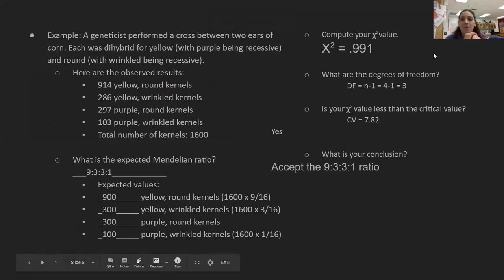One more practice problem. This time around, we're going to look at a dihybrid cross using some corn. So corn's got way more offspring than just 16, looking at all the kernels on a corn seed. And it gives us some observed results. It always follows a pattern of both dominant traits, dominant recessive, recessive dominant, and recessive recessive. So we have 914 yellow round kernels, 286 yellow wrinkled kernels, 297 purple round kernels, and 103 purple wrinkled kernels, with a total number of offspring of 1,600.